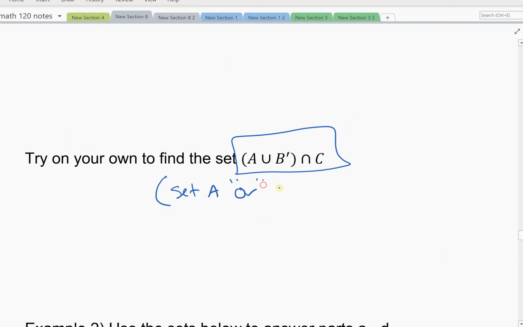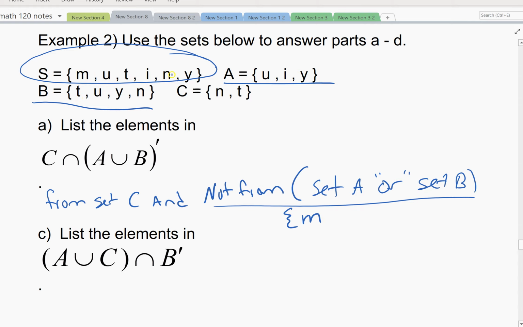M is not in B, M is not in A, so it's not in A or B. U is in B and A, so that throws out. T is in B, so I throw it out. I is in A, so I throw it out. N is in B, Y is in both, and so M is it. M is the only letter not from set A or set B.